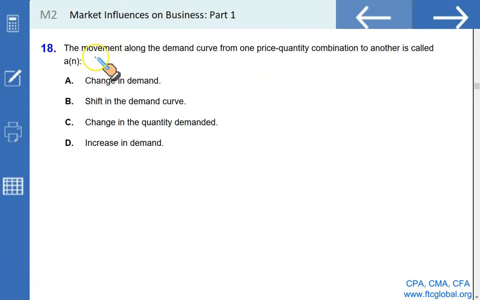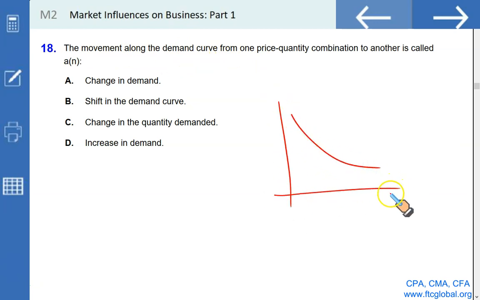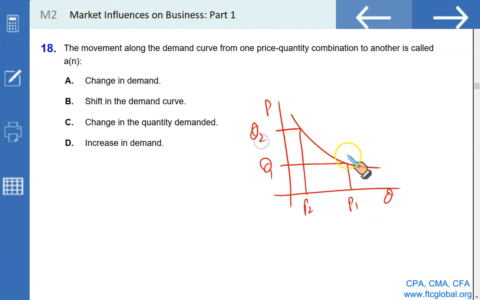Okay, now this is an important question. The movement along the demand curve from one price quantity combination to another is called, now let's say this is your demand curve, and at this price P1, the quantity demanded is Q1. When the price is lowered to P2, the quantity demanded goes up. So these two combinations A and B, they are on the same curve. This is called movement along the demand curve from one price quantity combination P1, Q1 to another price quantity combination P2, Q2, right? This is called change in quantity demanded, C.